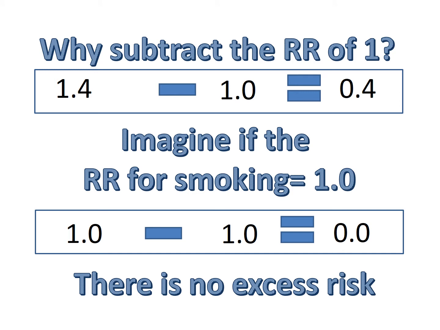So if you want to understand why subtracting the risk ratio of 1 from the relative risk, imagine if the risk ratio for smoking actually were exactly equal to 1. 1 minus 1 is equal to 0. So in other words, if your original risk ratio was 1, you would know already there is no excess risk. So it makes sense to subtract that 1 because excess risk is 0. So essentially, whenever you're doing excess risk, you're looking at a risk ratio and you want to say, what excess risk does this risk ratio represent? Subtracting out that 1 makes it into a concept of excess risk rather than just a risk ratio.